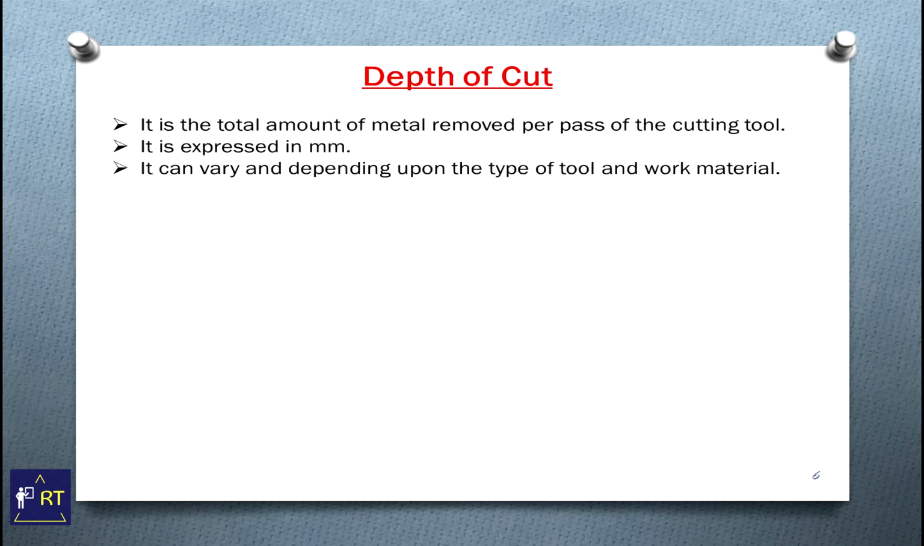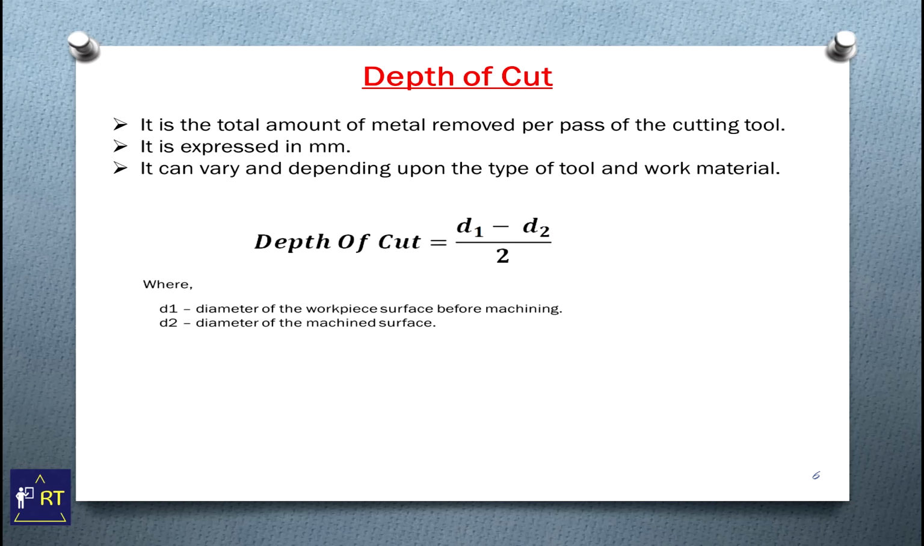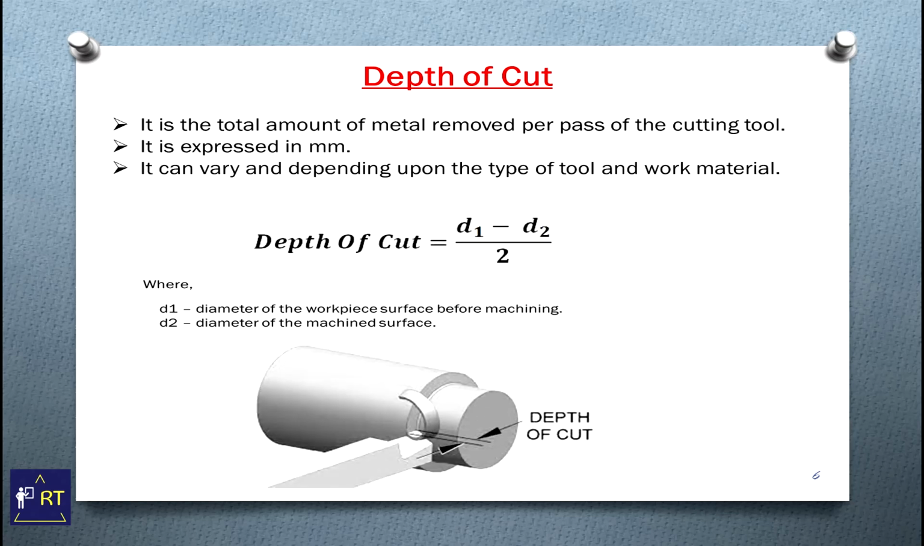And depth of cut. It is the total amount of material removed per pass of a cutting tool. It is expressed in mm. It varies depending upon the type of tool and work material. The formula is depth of cut equals D1 minus D2 by 2, where D1 is the diameter of the workpiece surface before machining, and D2 is the diameter of the machined surface. And this is the image of depth of cut.